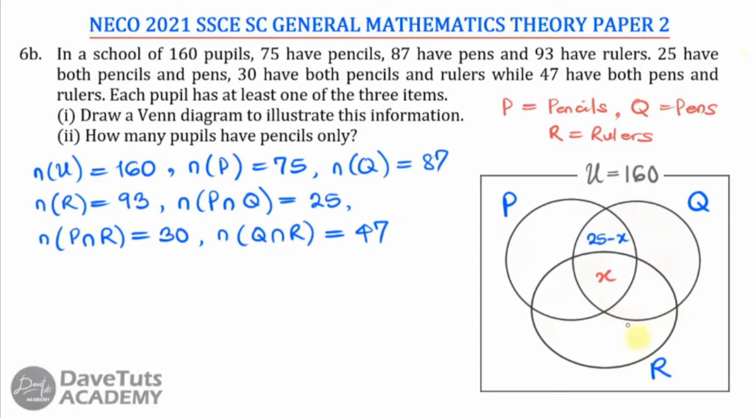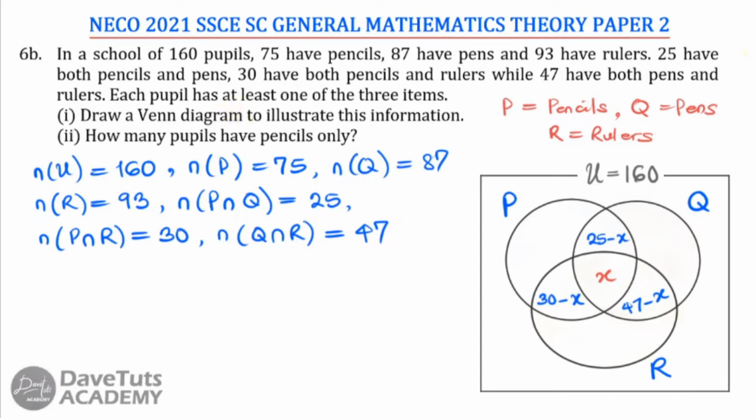This is P intersect R. It is given as 30. So here and here is given as 30. But since we are taking X out of the equation, the intersection of Q and R was given as 47. If we take X out, this region will be 47 minus X. Okay, so this is actually a very good means that can simplify your work for you.